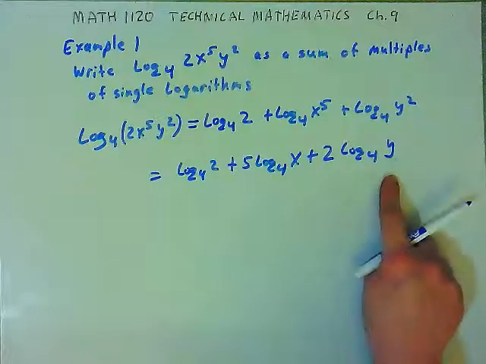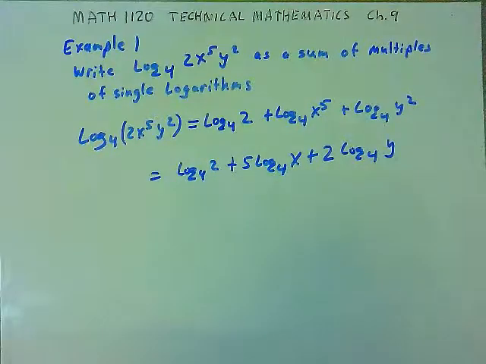And so this is an equivalent expression for log base 4 of 2x to the 5th y squared. That becomes log base 4 of 2 plus 5 times log base 4 of x plus 2 times log base 4 of y.